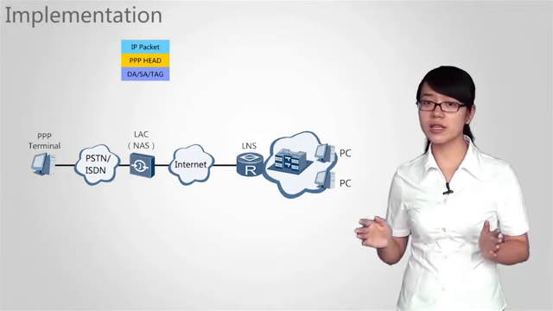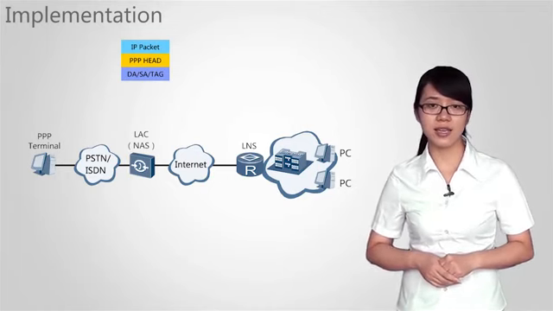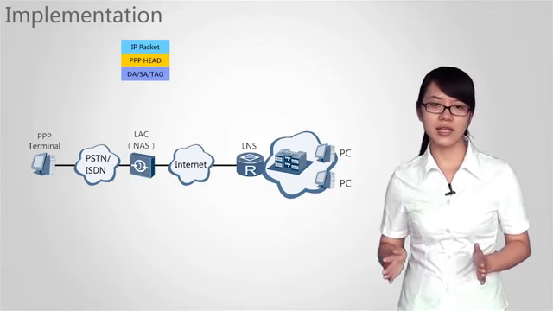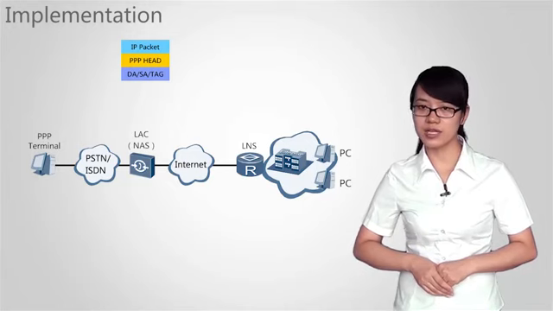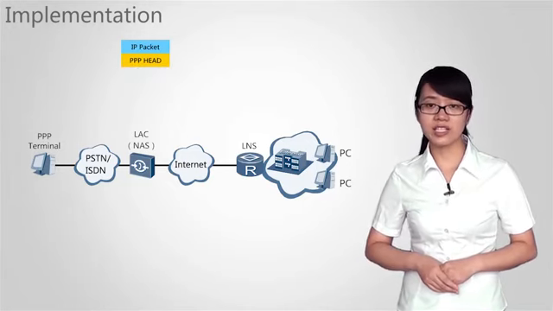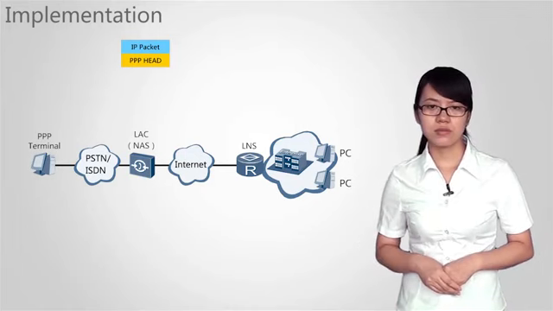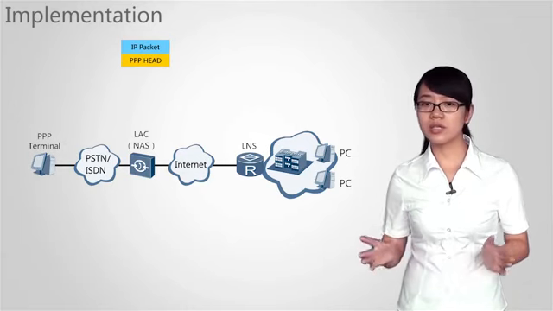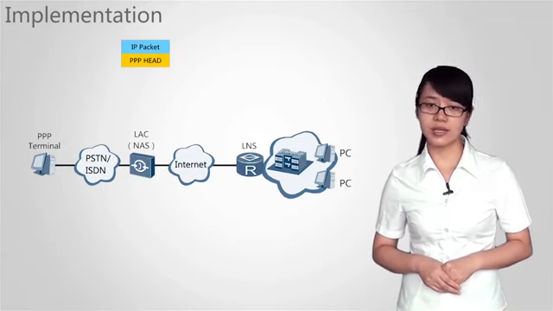If L2TP is not configured on the LAC, the LAC resolves the PPP packet and forwards the packet based on the destination IP address in the packet. At this time, the LAC is the termination point of the PPP session. The PPP session is set up only between the remote user and the LAC.